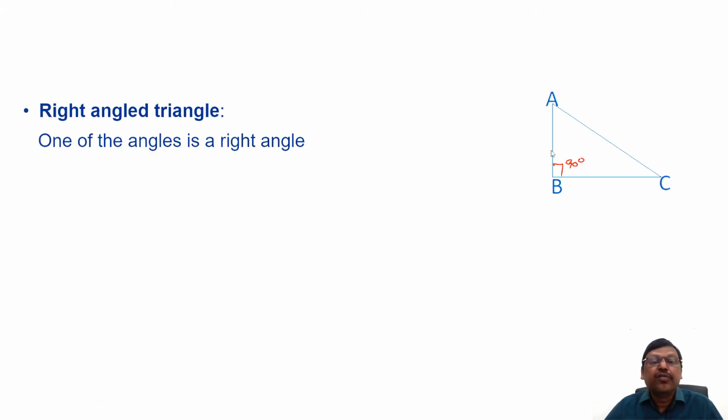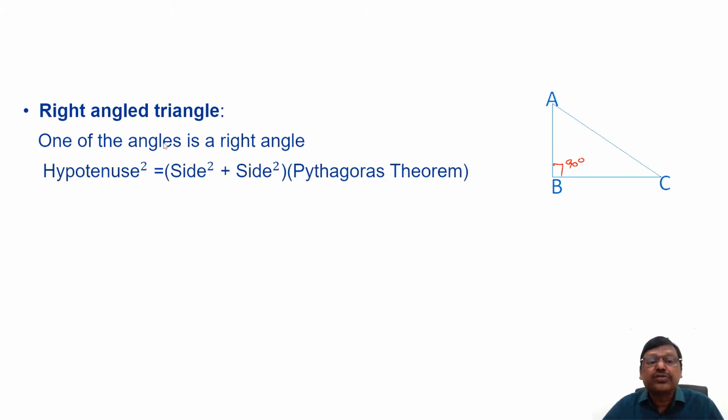Next one, right angle triangle. In a right angle triangle, one of the angles is 90 degrees, that is right angle. And you know Pythagoras theorem, hypotenuse square equals side square plus side square. What is hypotenuse? Side opposite to the right angle is called hypotenuse. And please remember, hypotenuse is the largest side.